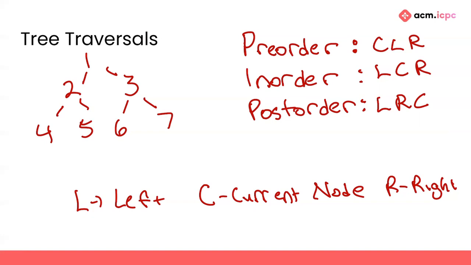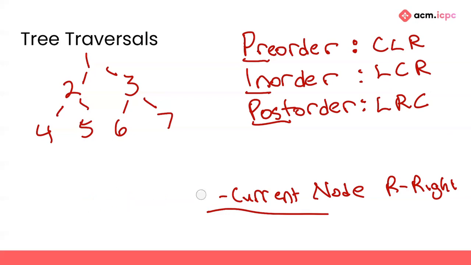Now, a helpful way that I like to remember it is that the prefix tells me what we're doing with the current node. So in a pre-order traversal, the current node comes pre or before everything else. In an in-order traversal, the current node comes in between everything else. And in a post-order traversal, it comes post or after everything else. Just a helpful way for remembering it.